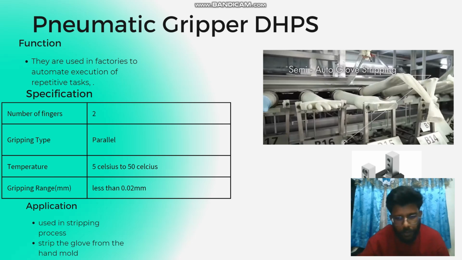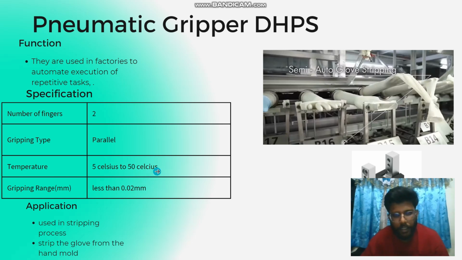The device uses compressed air up to a maximum pressure of 8 bar to exert a force of up to 16 Newton for reliability, and the temperature range is 5 Celsius to 50 Celsius. And the gripping range is less than 0.02 mm. That gives the gripper the precision needed for repetitive tasks.